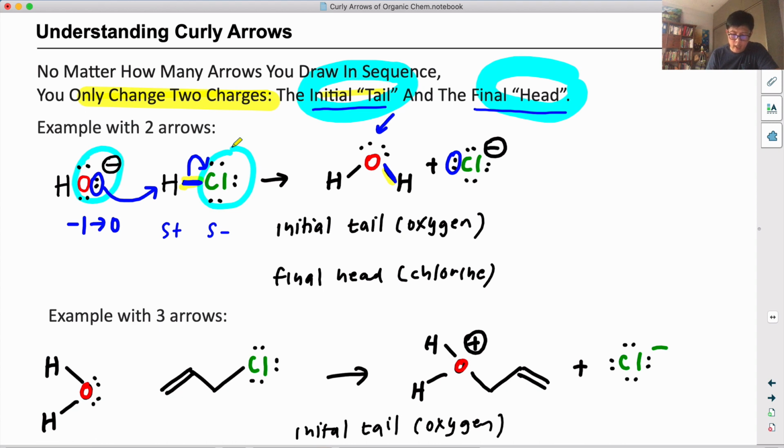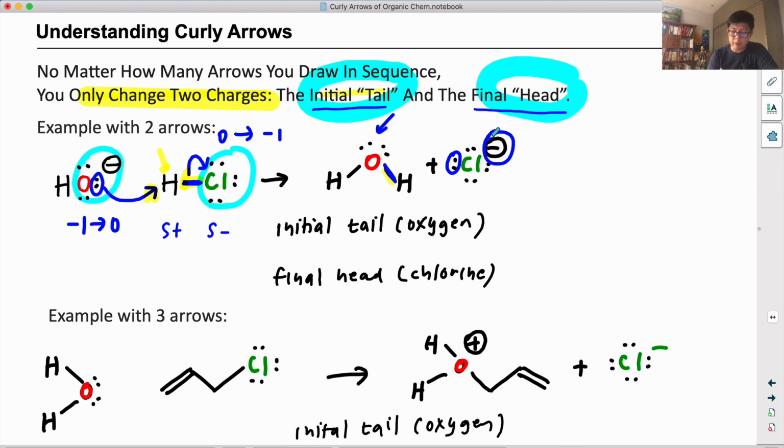You know why? The H over here gained an electron and then lost an electron, so there's no real change in the charge of H. So O goes from formal charge of -1 to 0. And Cl, you can see it goes from 0 to -1 as it gains an electron. That's why there's a minus on the Cl. Okay, let's try what happens if there are 3 arrows.